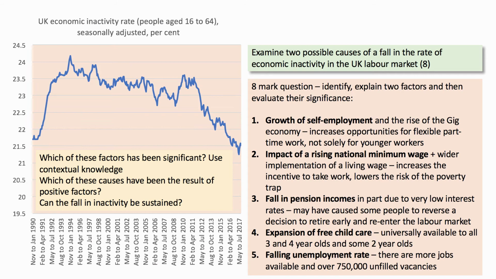So to evaluate, you could make a comment on which of these factors you've explained is most significant. Use your contextual knowledge, for example. Which of these causes you've explained have been the result of a positive factor, for example, free childcare, and which of them has been the result of a negative factor, fall in pension incomes? Can the fall in inactivity be sustained? How much further can unemployment fall? Are there limits to how much the minimum wage can rise before businesses start to complain about higher costs? Any relevant evaluation point will be credited by the examiners.